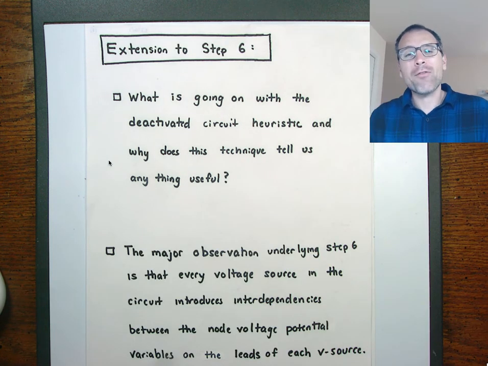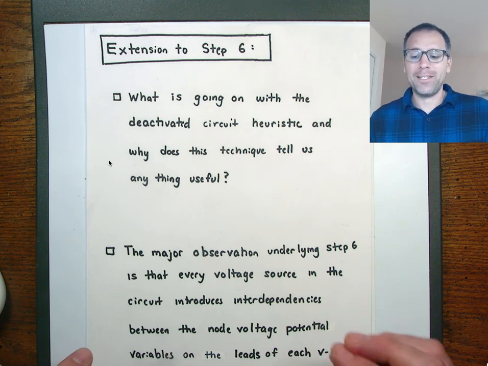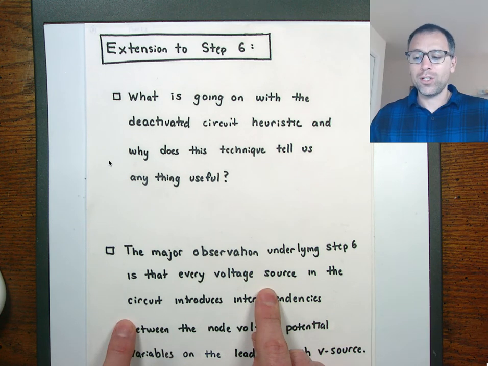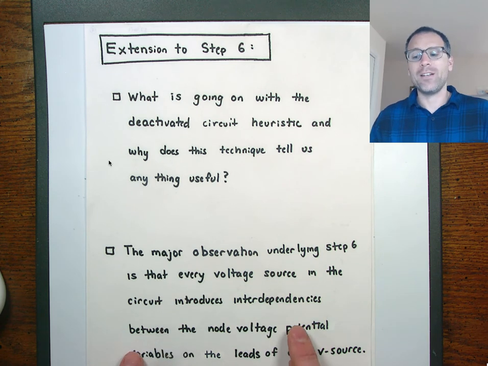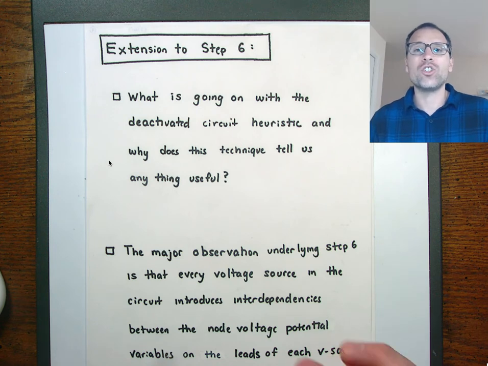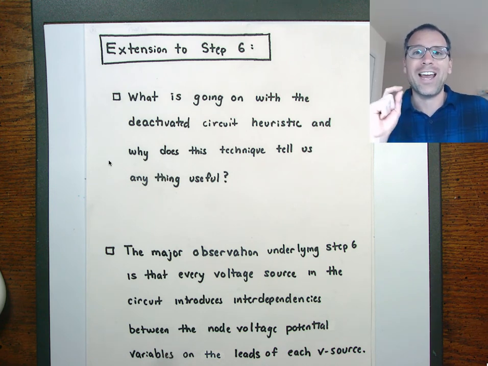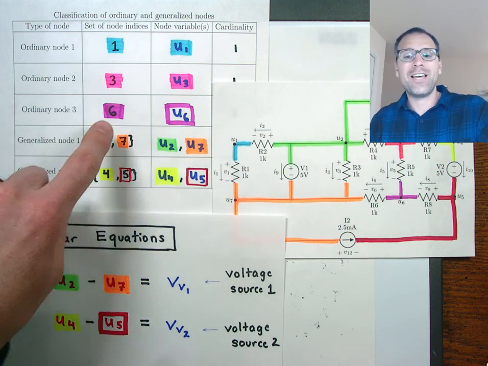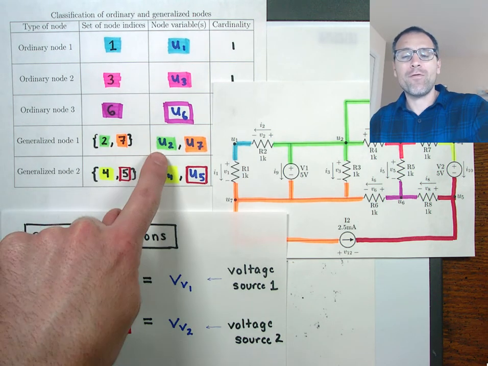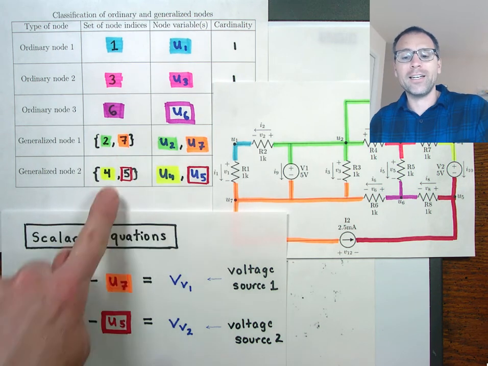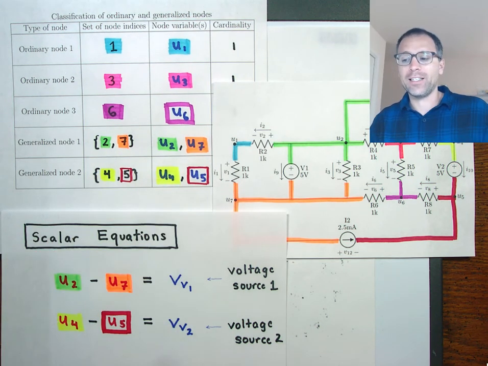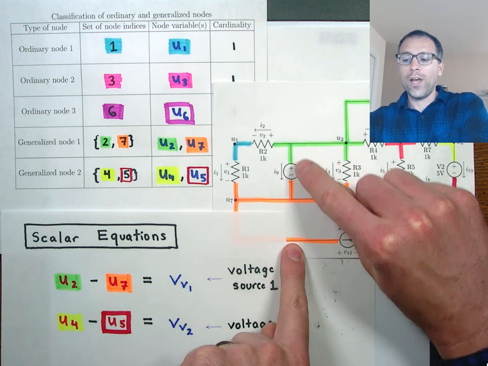As we tug that thread, as we ask that question to unravel this mystery, the first observation underlying step 6 is that every voltage source in our circuit introduces interdependencies between the node voltage potential variables on each lead of the source. Remember, each source is two terminals, so it has two leads. The moment that I put a voltage source in my circuit, the variables representing the node potentials at each lead are now connected. Formally speaking, that's all that's being said in this table, that entries 2 and 7 in our node potential vector U sub G are connected, and then entries 4 and 5 are connected.